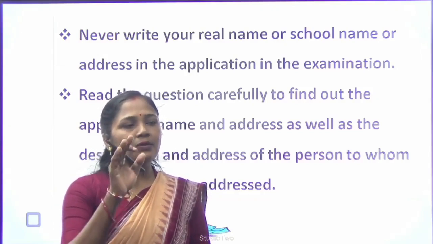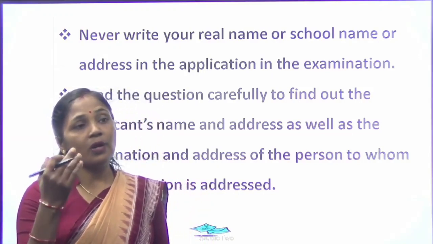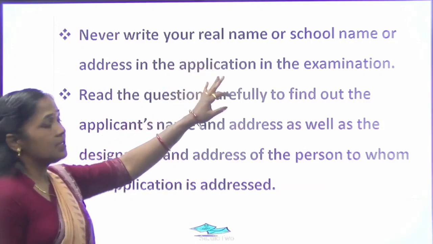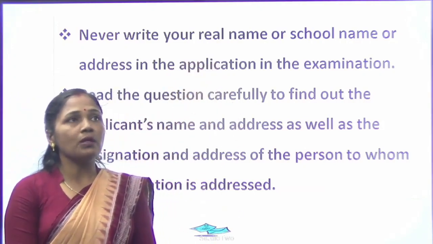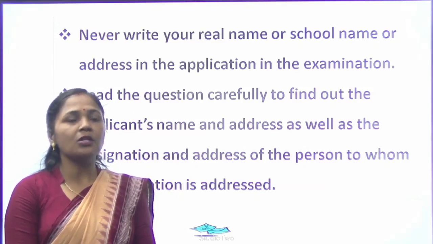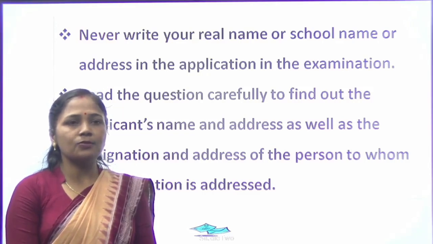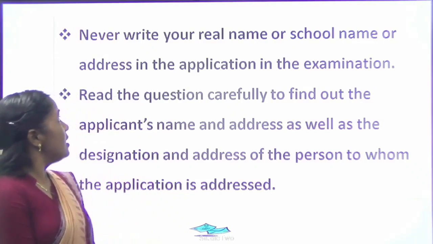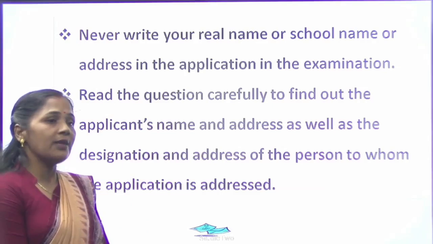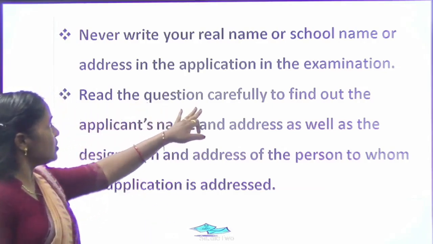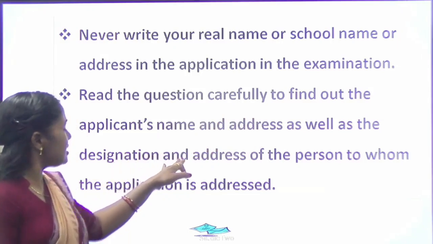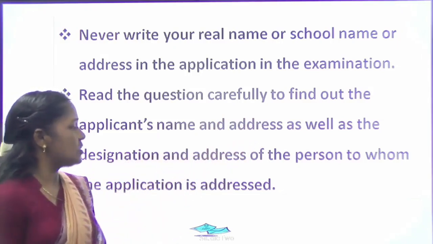You will see the question. According to the question, you have to write the name. Suppose they are asking that in so and so school there is no proper or not sufficient toilet facility, so you write your application to your headmaster. You will not write your own school. Whatever school name is given in the question, you have to write it. Read the question carefully to find out the applicant's name and address as well as the designation and address of the person to whom the application is addressed.